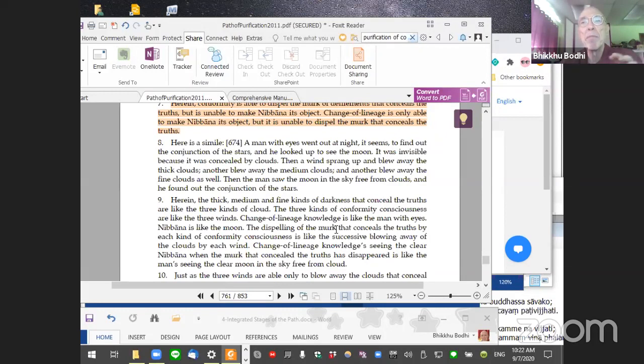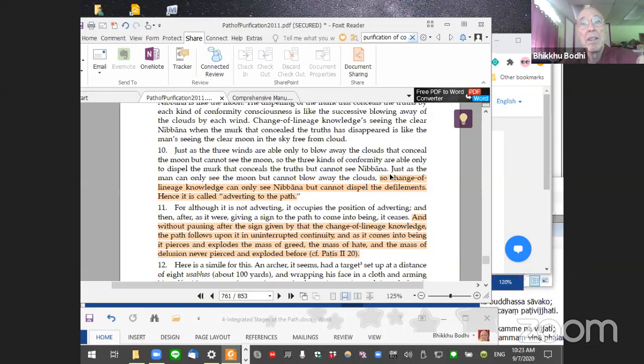And so the dispelling of the murk that conceals the truth by each kind of conformity consciousness is like the successive blowing away of the clouds of the different layers by each kind of wind. And change of lineage knowledge is like seeing the clear Nibbana after the fog has disappeared. I don't know, the simile is not so perfect. Anyway, right after change of lineage knowledge occurs, then without any interruption, the path consciousness arises. So it arises immediately after change of lineage.